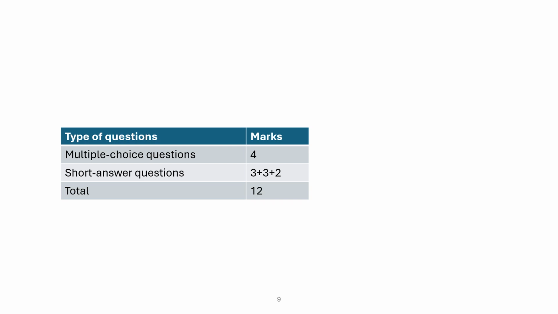The Special Relativity and Scientific Investigation section is worth a total of 12 marks, consisting of 4 multiple-choice questions, 4 marks, and 3 short-answer questions, 8 marks. This section accounts for 9.2% of the overall assessment, which has a total possible score of 130 marks.